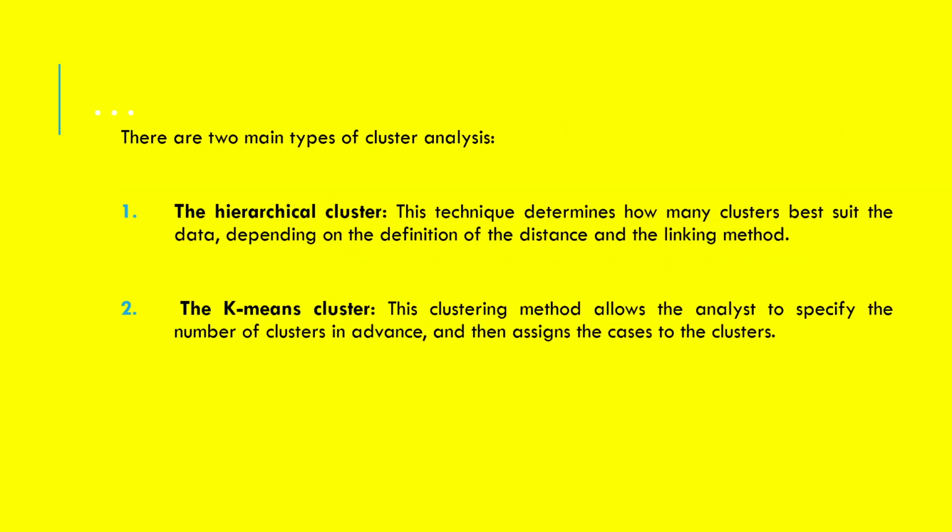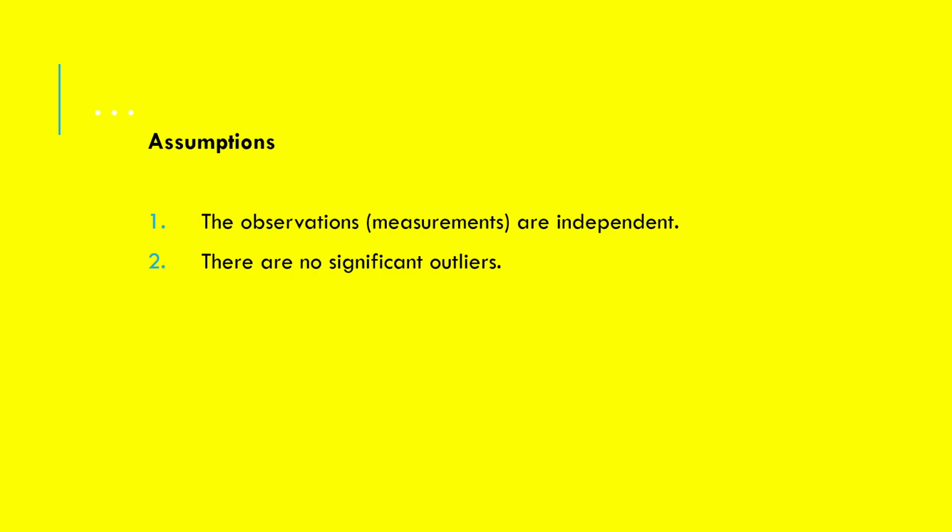So there are two main types of cluster analysis. The first one is the hierarchical cluster. This technique determines how many clusters best suit the data, depending on the definition of the distance and the linking methods. The second one is the k-means cluster. This clustering method allows the analyst to specify the number of clusters in advance and then assigns the cases to the clusters.